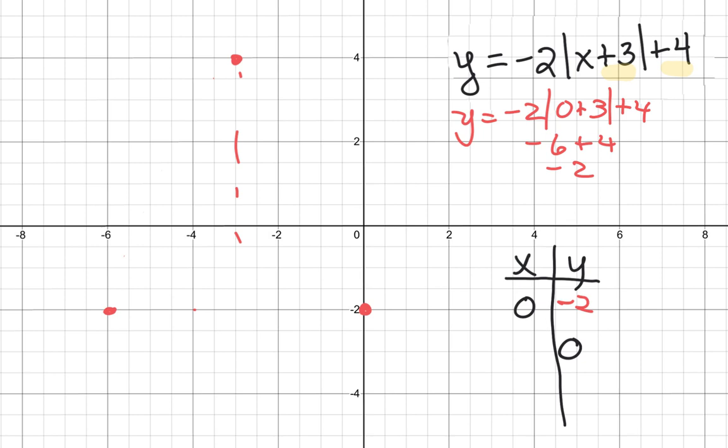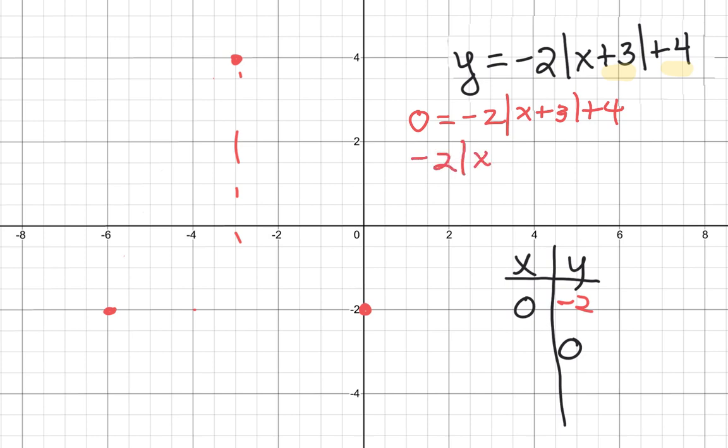But what I'm looking for next is the x-intercepts of this function. So I'm going to, again, go through and do the algebra to find out where they are exactly. If I plug in 0 for y, I have 0 equals negative 2 absolute value of x plus 3, plus 4. I want to isolate that absolute value by subtracting the 4 from both sides. So negative 2 absolute value of x plus 3 equals negative 4, and then I'm going to divide by negative 2, which will now turn that right-hand side into a positive. I get the absolute value of x plus 3 is equal to a positive 2 now.